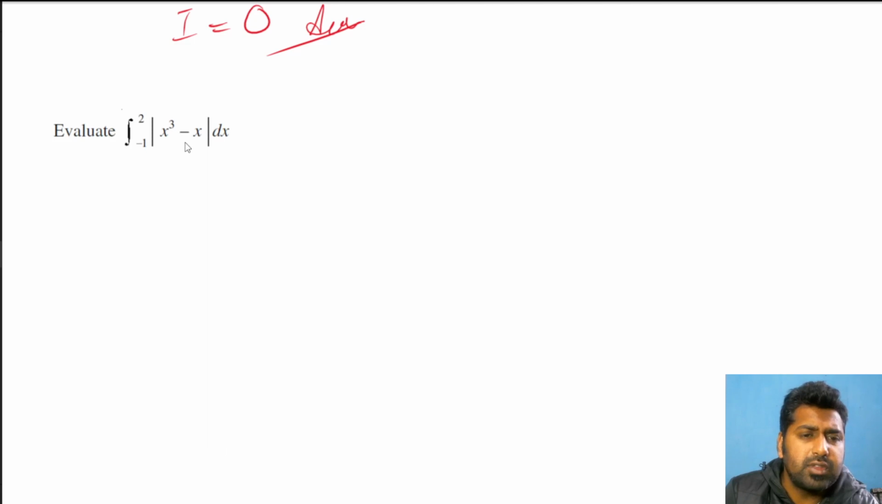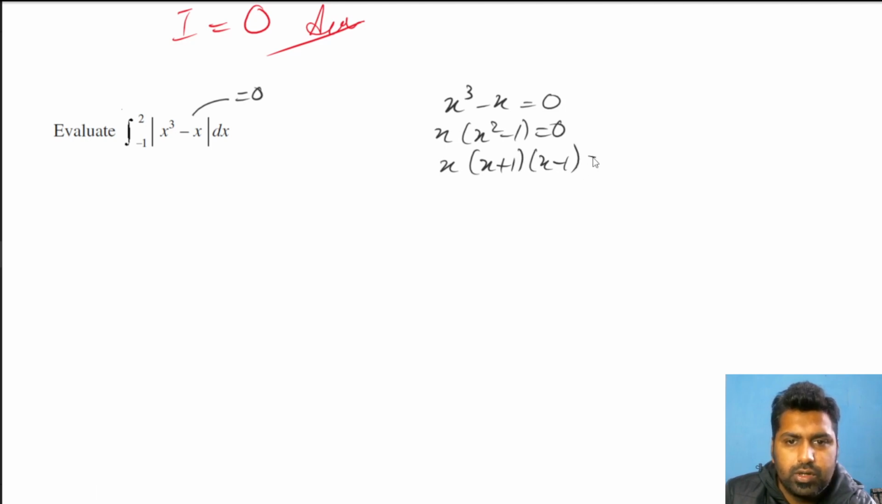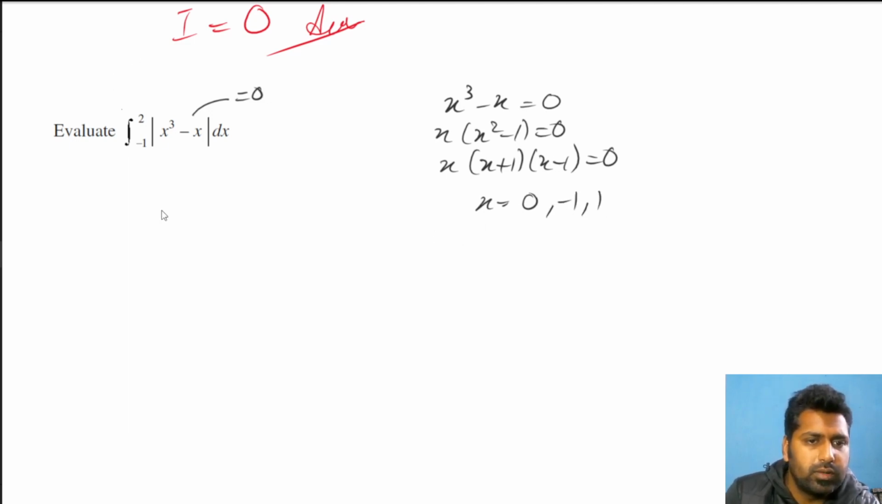Integral from -1 to 2, but this time the function inside the mod is not a linear one. So far the linear ones were easily dealt with, still the same idea: you solve it equal to 0 and get those critical points. The problem is this time the function is complicated. So x cube minus x equal to 0. You have to solve that. Take x common: x square minus 1 equal to 0, (x plus 1)(x minus 1). You get 3 values of x: one from this 0, one from this minus 1, one from this 1. So your number line itself now has 3 critical points. That means we have to check.